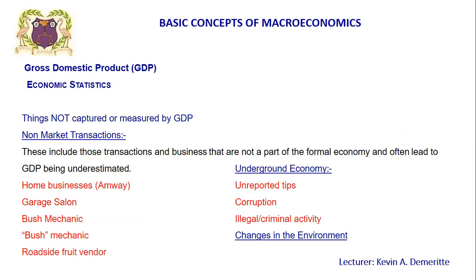So then, what are some of the things that we won't capture when we calculate GDP, whether we're talking the expenditure approach or the income approach? So these are kind of things that are going on in our economy that we know are going on, but the system is not set up as such to be able to calculate or capture these types of activities. All right. The first is home businesses.